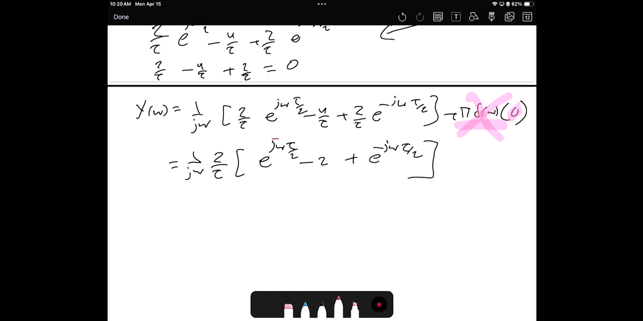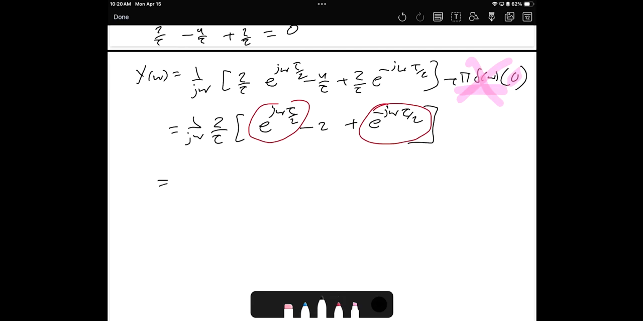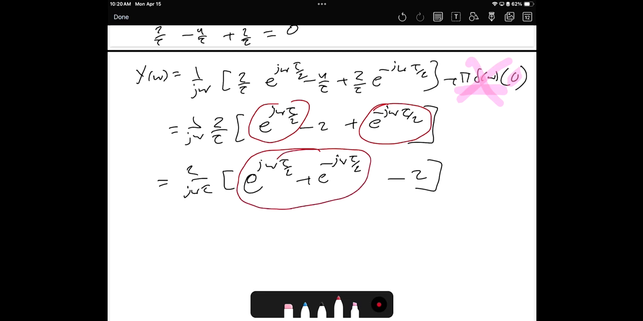Remember, whenever we see e power negative j, this means there must be sine or cosine. Now, let's try to find a way. Is there any way to make it sine or cosine? Let's think about it. So it will be here 2 over j omega tau, then e power j omega tau over 2, plus e power negative j omega tau over 2, minus 2. I just changed the order. Then we have this function, e power j omega plus e power negative j omega. Is this similar to sine or cosine?